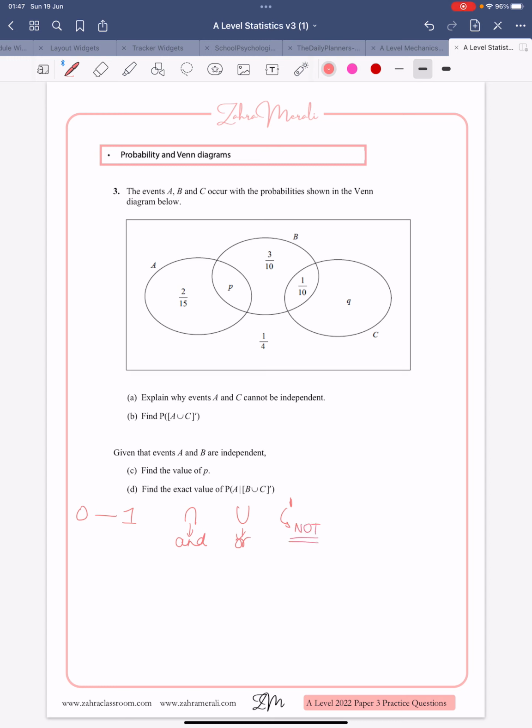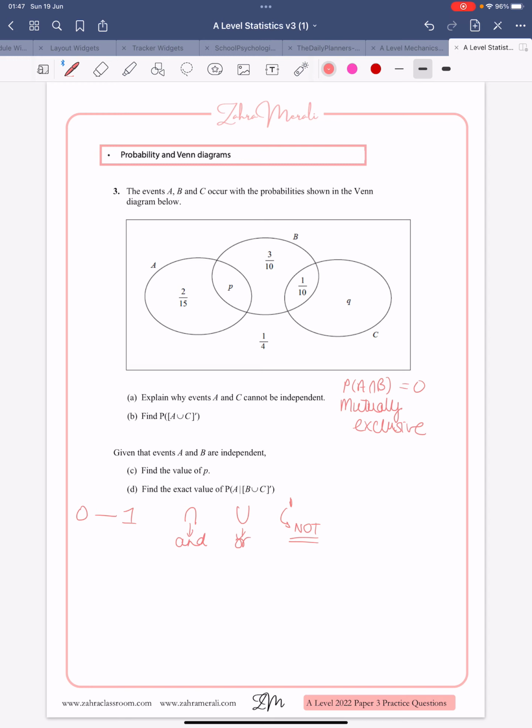So over here, we're looking at explaining why A and C cannot be independent. So what kind of events do we know about? We know about events when A and B equals 0. These are called mutually exclusive. So these are two events that can never, ever happen at the same time. It can't be Sunday and Tuesday in this room at the same time. So that's what we mean by mutually exclusive.